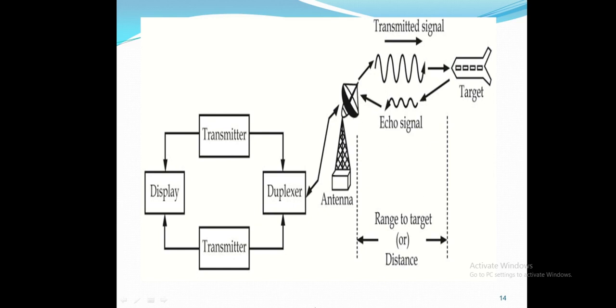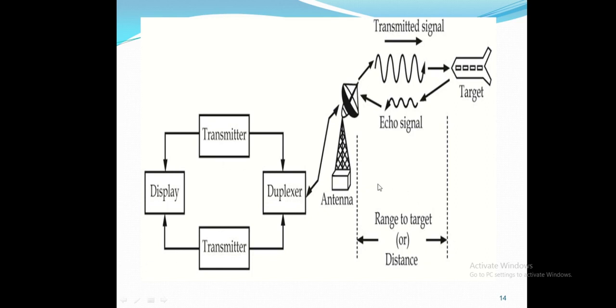The generated high power signals, that means electromagnetic signals, are radiated into space by using an antenna through the duplexer. Through the duplexer we will send the electromagnetic waves to this antenna. So here the radar transmitter produces electromagnetic signals to send towards the target for detection purpose.